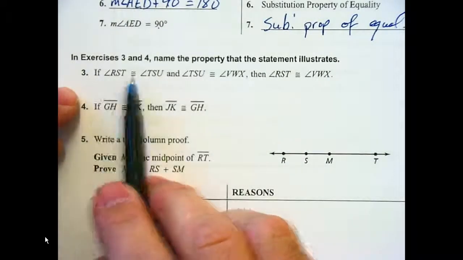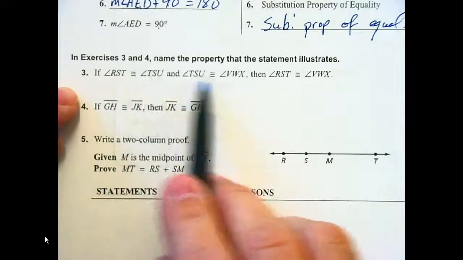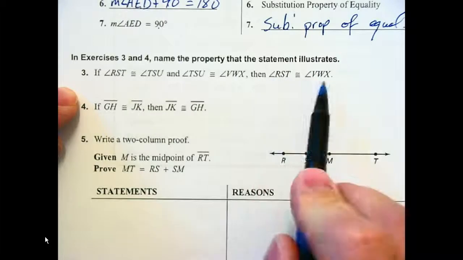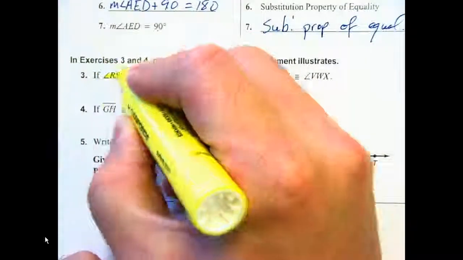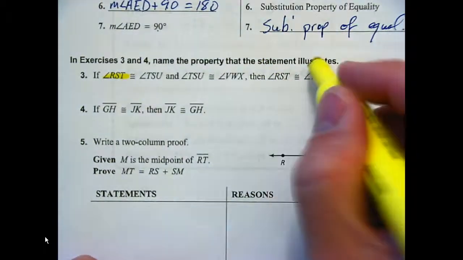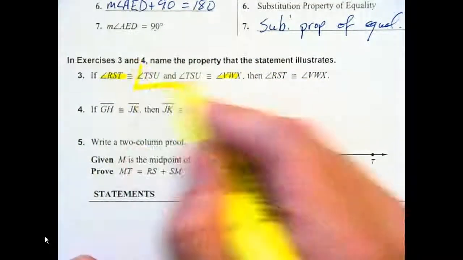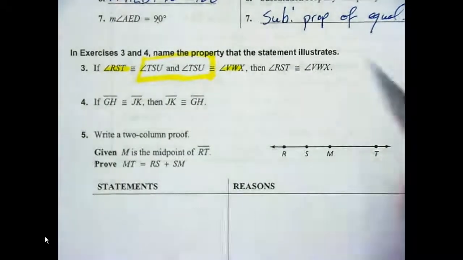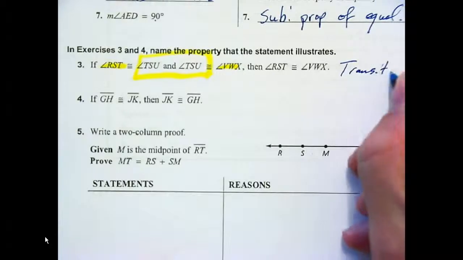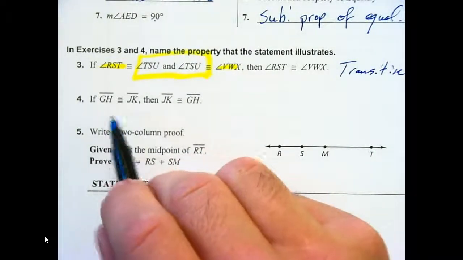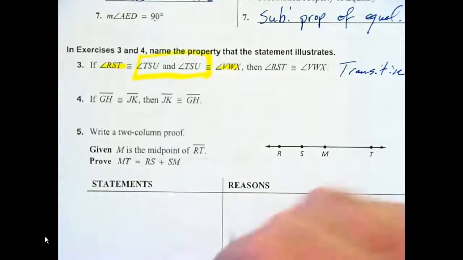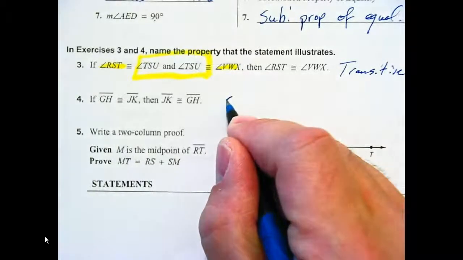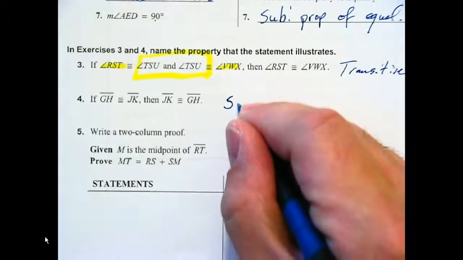All right, number 3. If RST equals TSU and TSU equals VWX, then RST equals VWX. Tell your neighbor what property that is. That equals that. Notice the middle is the same, therefore it is transitive. Okay, number 4. If GH is congruent to JK, then JK is congruent to GH. What's that? Starts with an S? Symmetric.